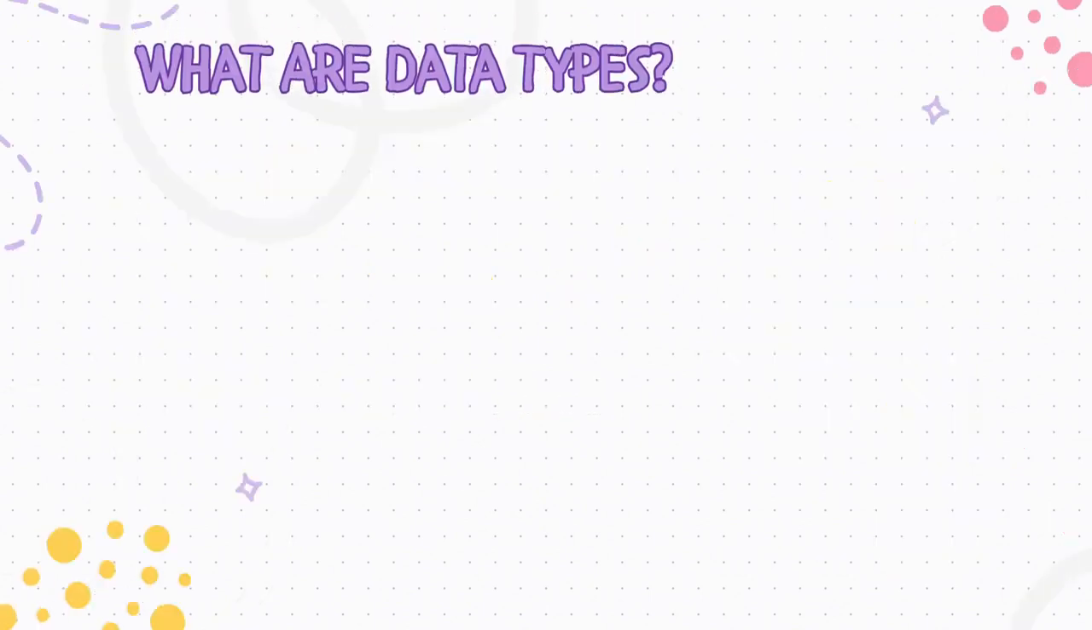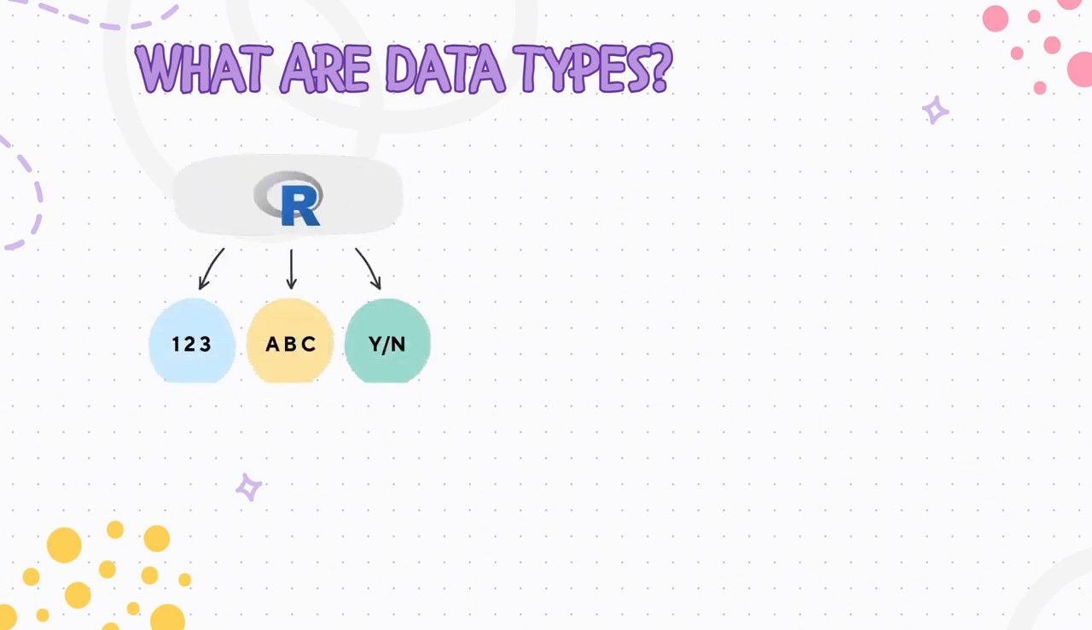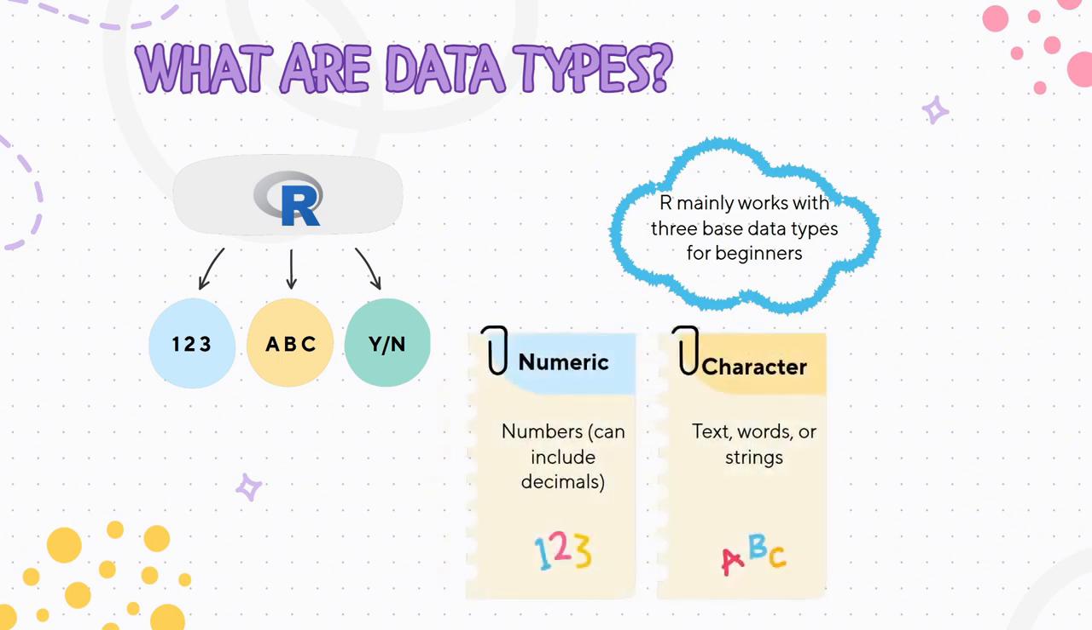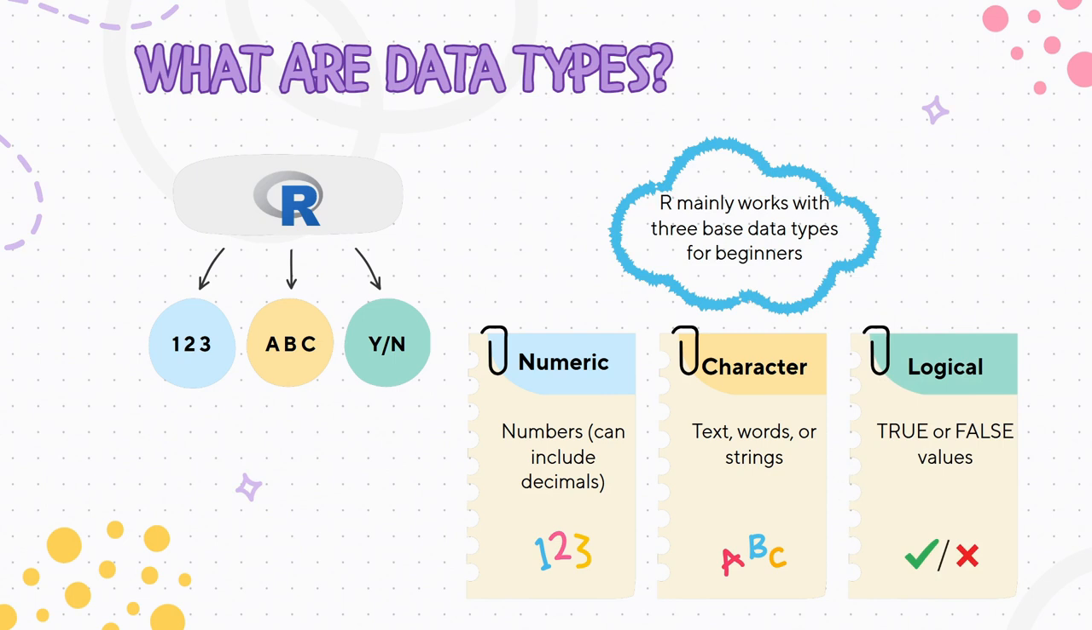Every value that we use in R has a type, just like objects in real life. Numbers, words, yes or no, R stores each kind of data separately. R mainly works with three base data types for beginners, and they are, first of all, numeric data, which can include decimals as well. Next up, character data, which includes texts, words, or strings. And then finally, logical data, which are basically either true or false values. And we'll be exploring each one with examples.